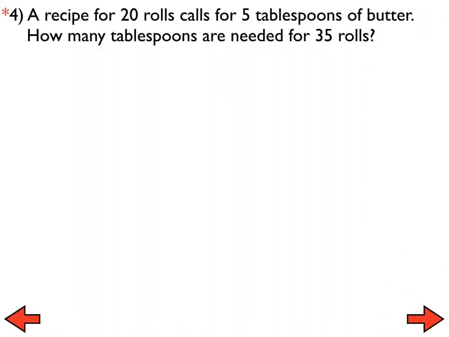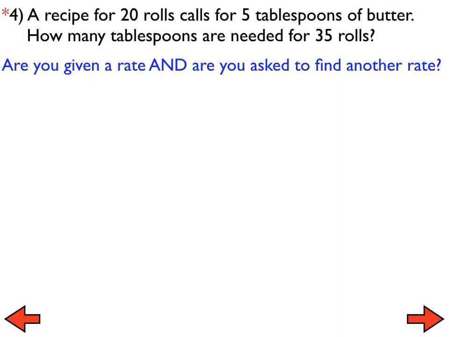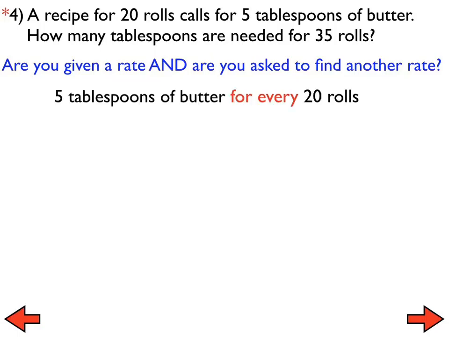A recipe for 20 rolls calls for 5 tablespoons of butter. Is that a given rate? Is it a comparison of 2 different things? Yeah, so that's my given rate. How many tablespoons are needed for 35 rolls? Do they ask me to find a different rate? Yes, they're asking how many tablespoons for 35 rolls. Those are still 2 different things and one of the things I don't know. So I'm going to find another rate, which means I can use a proportion to solve this problem.